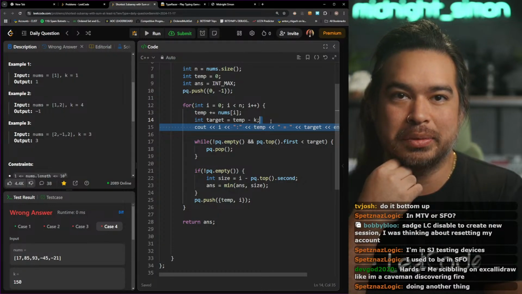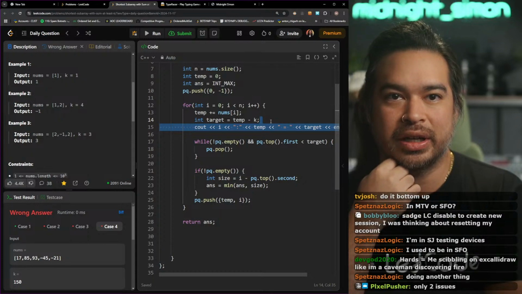LeetCode disabled to create a new session. I was thinking about resetting my account. Why would you reset your account?